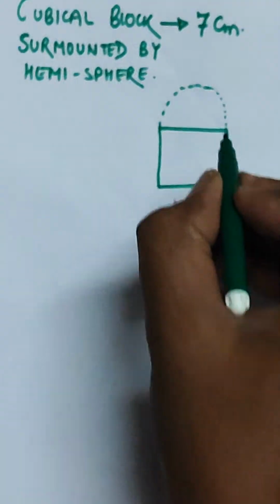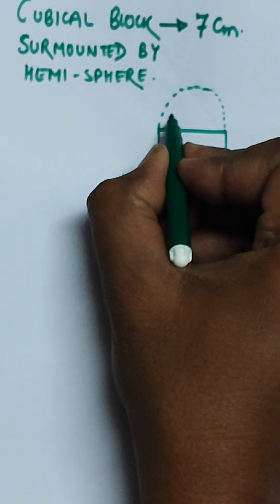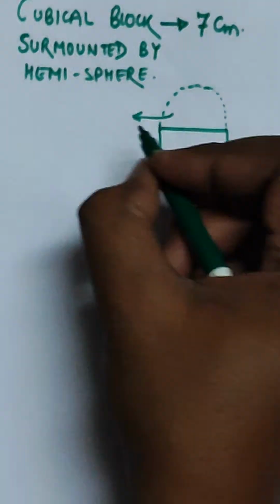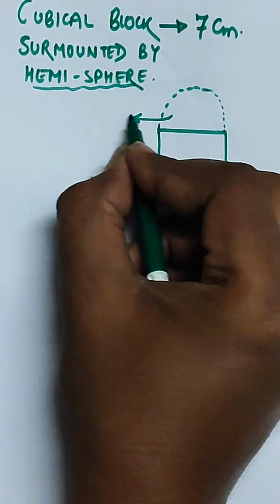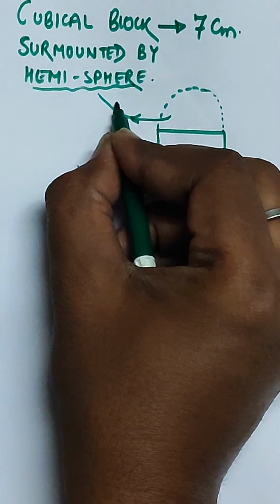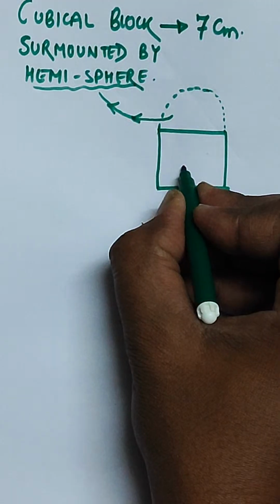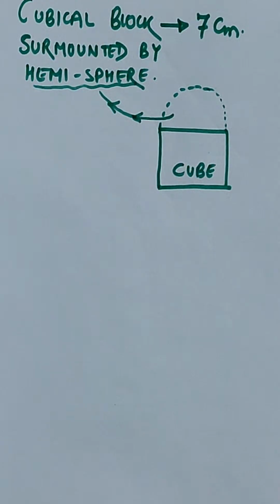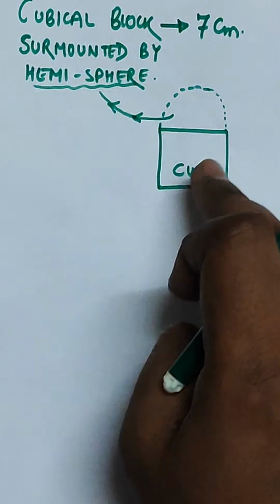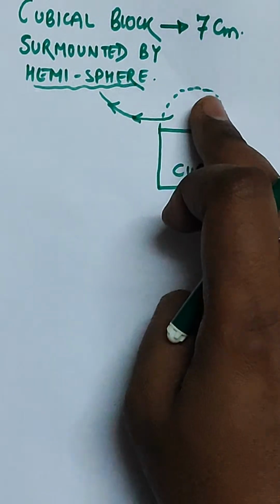Now there are two shapes which are considered over here. One is your hemisphere. This is your hemisphere, and the cube is here at the bottom. So basically the question is that find the total surface area of the solid, when the cubical block which is on the bottom is surmounted by a hemisphere.